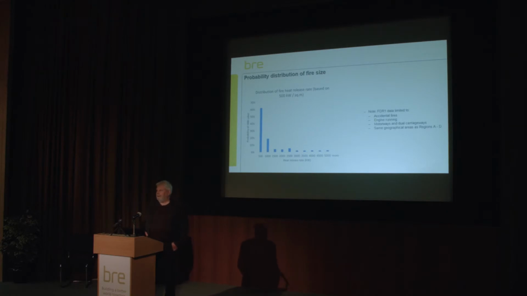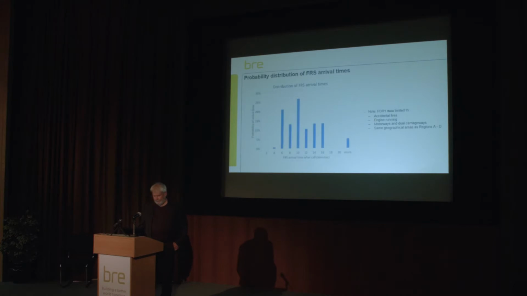So just looking then at fire area, and converting that to heat release rate on the basis of 0.5 megawatt per square metre, this gives you the probability distribution of fire size, and again you can see that most of these fires are generally rather small, so that's up to about 1 square metre in area, that's up to 2, and then there are larger fires of course, but they are relatively rare.